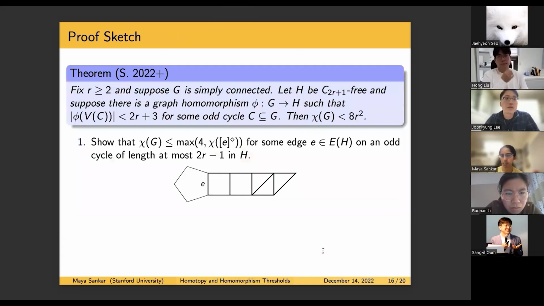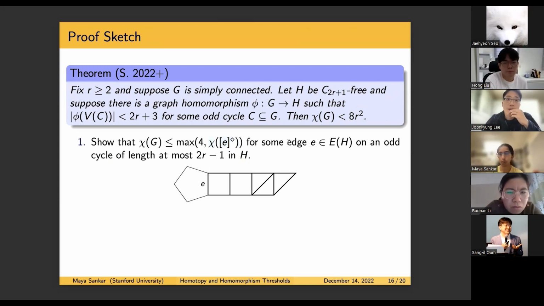So I guess now I want to take some time to sketch the proof of this theorem that I put up earlier. So the first step is showing that the chromatic number of G is at most this. I'll talk about where this comes from in a sec, but basically bounding the chromatic number of G in terms of the chromatic number of the C4 closure of some edge in the image. If you remember before, I said the chromatic number of G is at most the chromatic number of some H prime. This is the suitably chosen H prime that sort of captures all the topological structure of G.